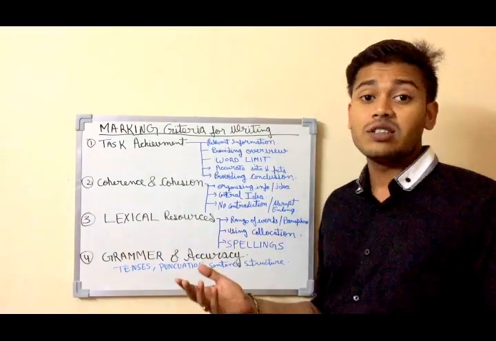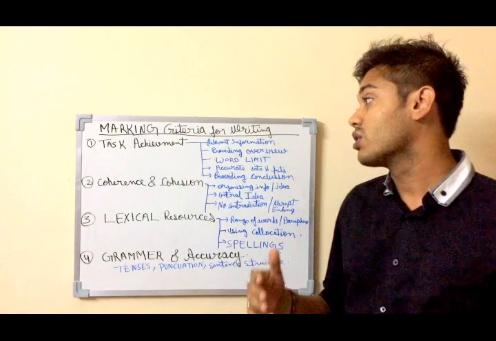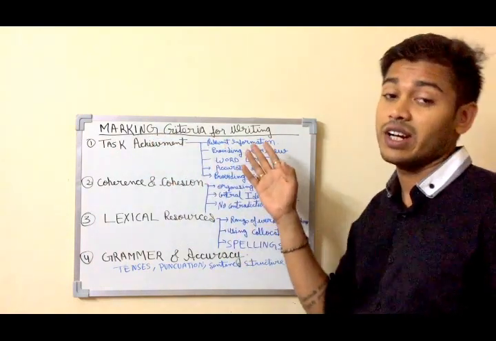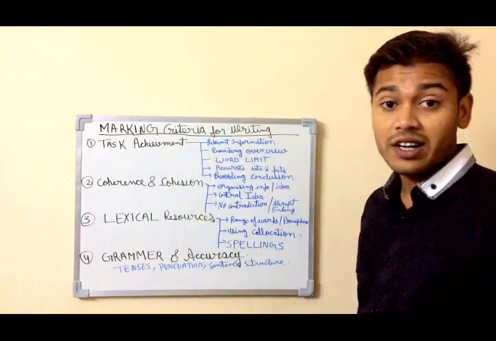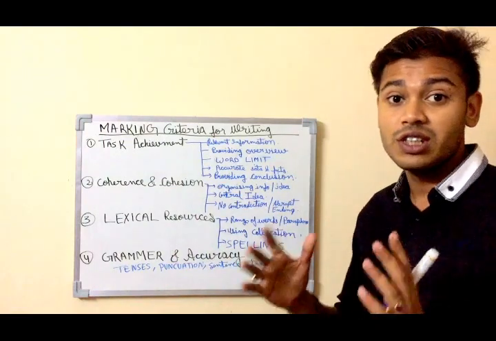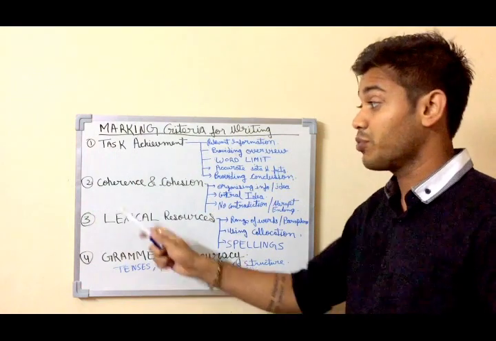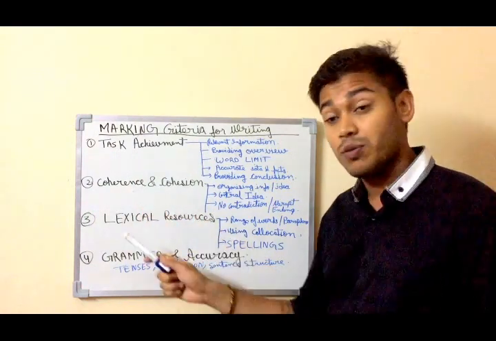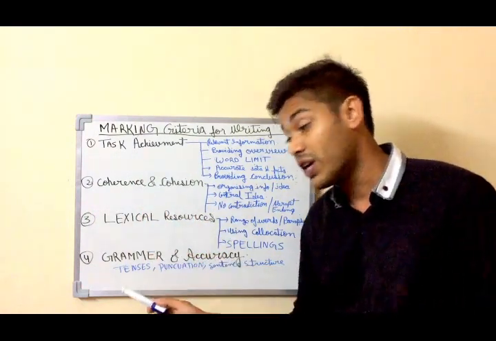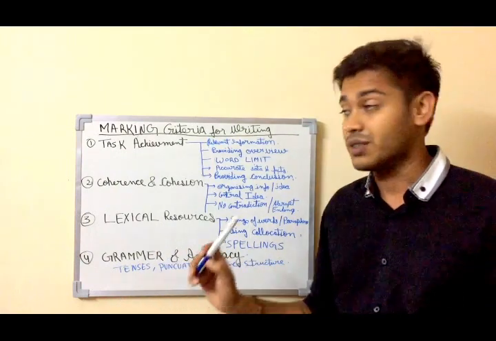Before going into the details of writing task 1 and task 2, we should understand the marking criteria for writing. In the marking criteria, there are 4 points which you need to keep in mind. The first point is task achievement, the second is coherence and cohesion, the third is lexical resources, and the fourth is grammar and accuracy.